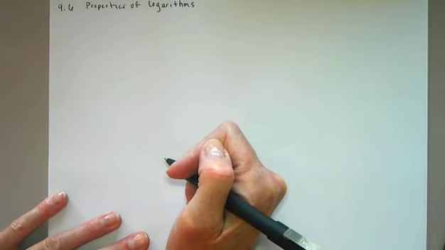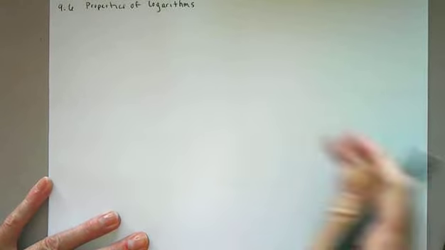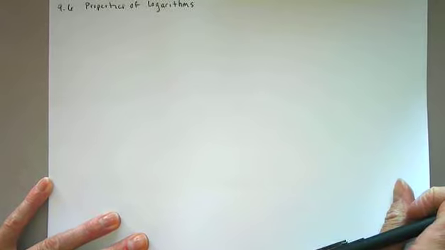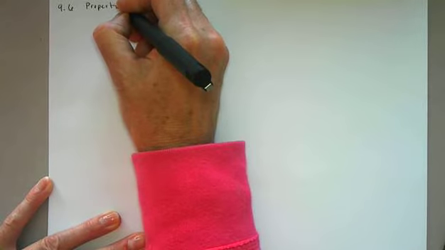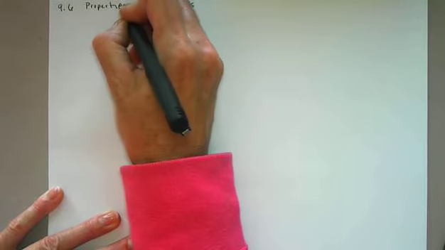Well, I just learned that these can't be very long or YouTube won't upload them. So this is my second time, and I'm going to go a little faster, so you might have to pause it sometimes. But 9.6 is the properties of logarithms.